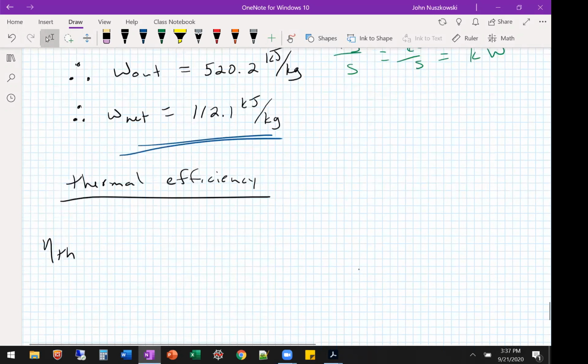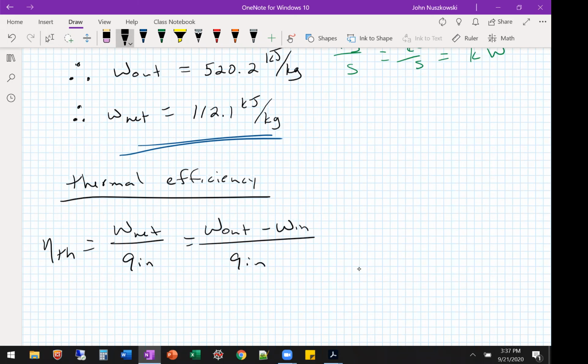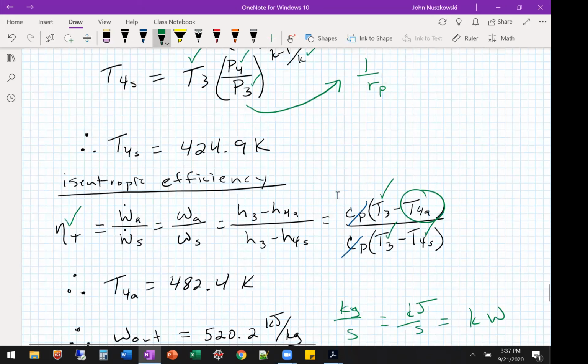So we have work net over heat in, where work net was work out minus work in, over Q in. We already have work net, right? So we need heat in. Where do we get the heat in from? How do we solve for that?